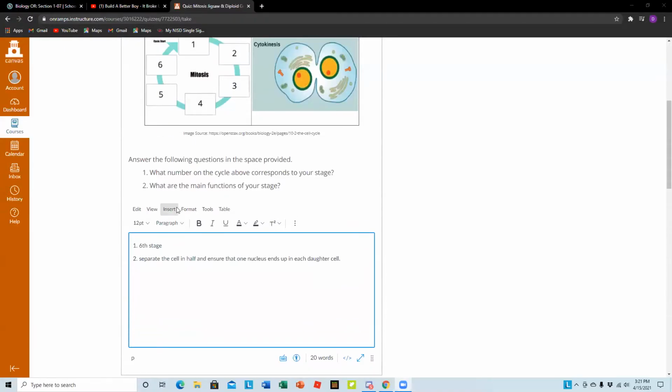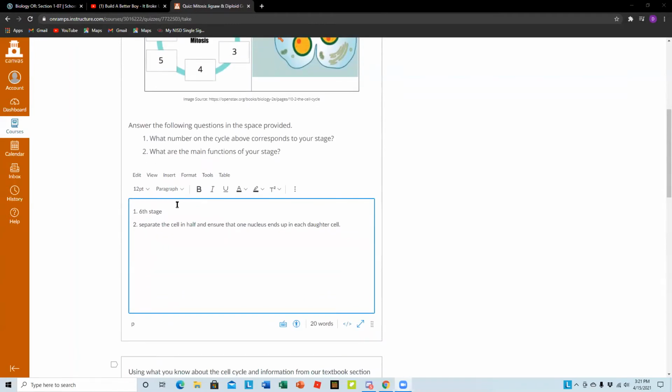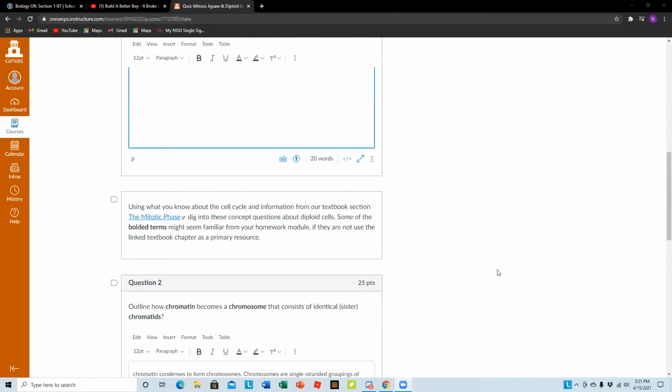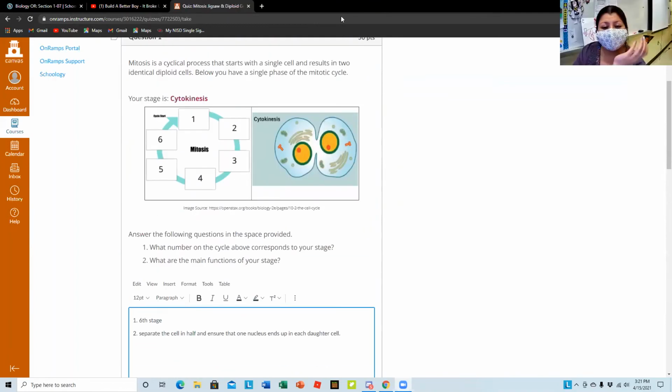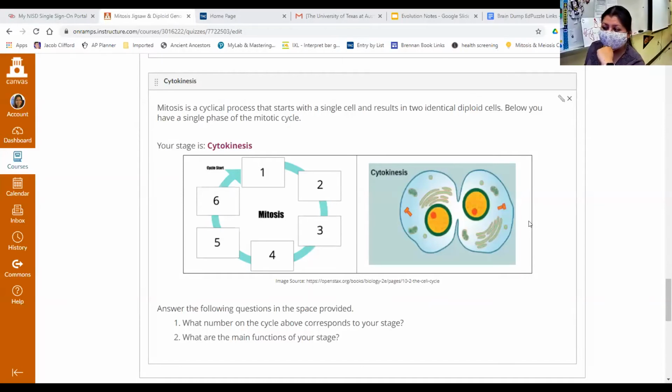Okay. So it's the 6th stage, and it's to separate the cells in half and ensure that one nucleus ends up in each daughter cell. All right, and so we're looking at a picture. The picture that we're looking at here, is this an animal cell or a plant cell? It's an animal cell. So what is it called when cytokinesis is occurring, the structure where it's pinching off? Yeah, a cleavage furrow.